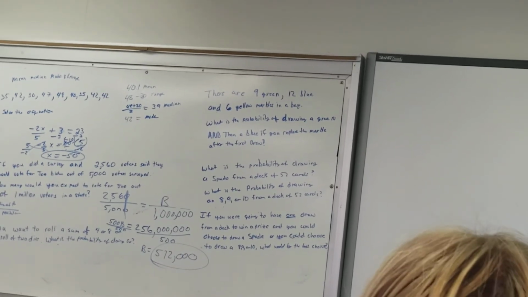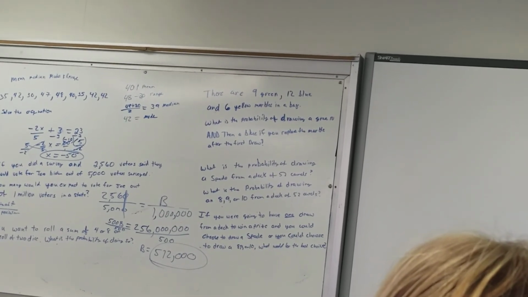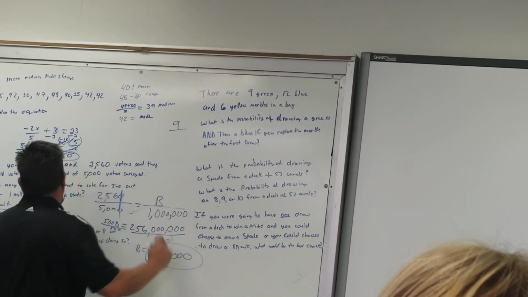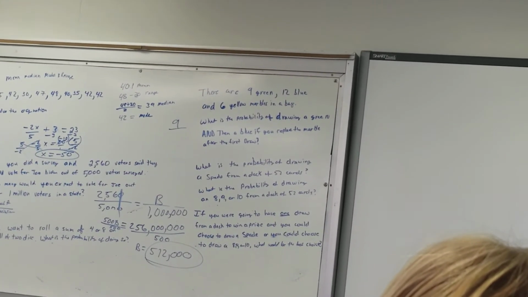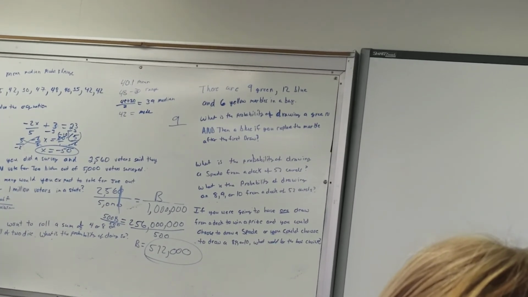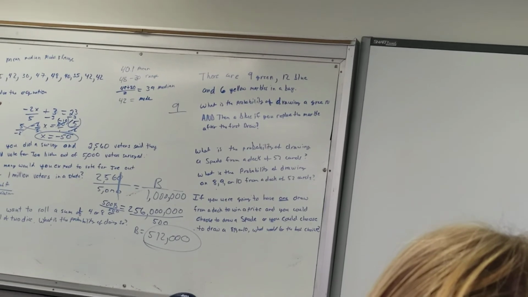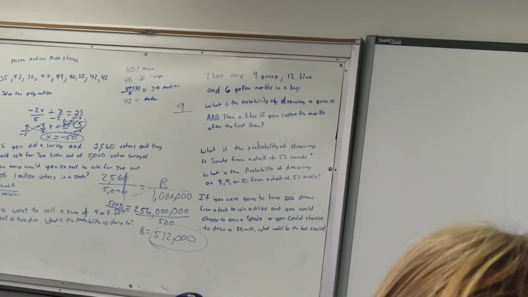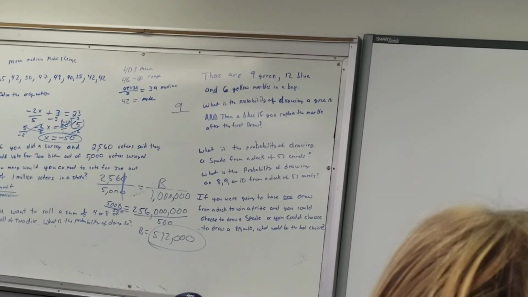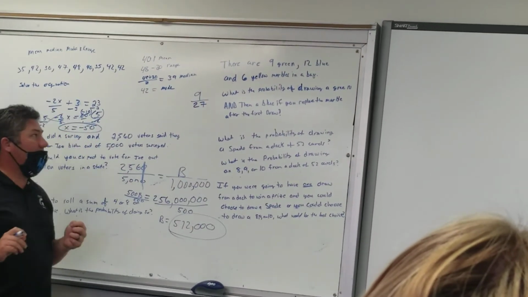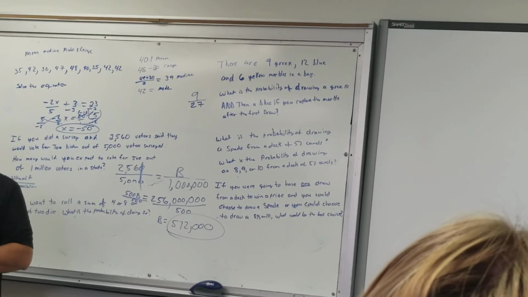What's the probability of drawing green? How many greens are there? 9. So 9 out of what? And again, all you're doing is total possibilities. So what should I add together? All the marbles. 9 plus 12 plus 6. What's 9 plus 12 plus 6? 27. Everybody understand how I got that? Okay. That's of just drawing a what though?